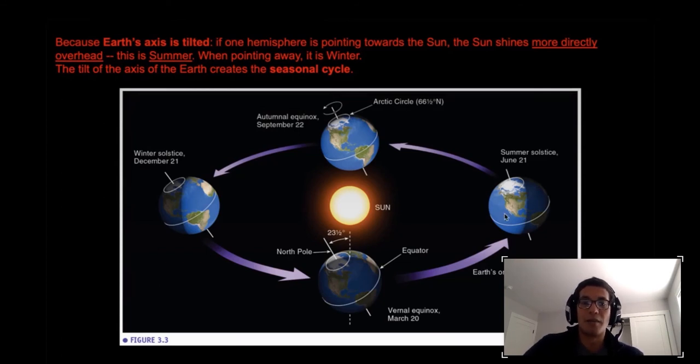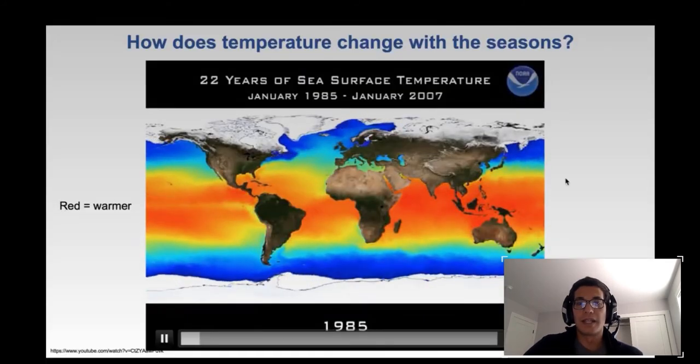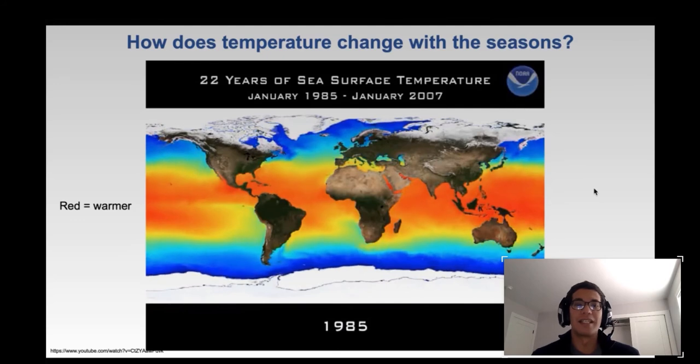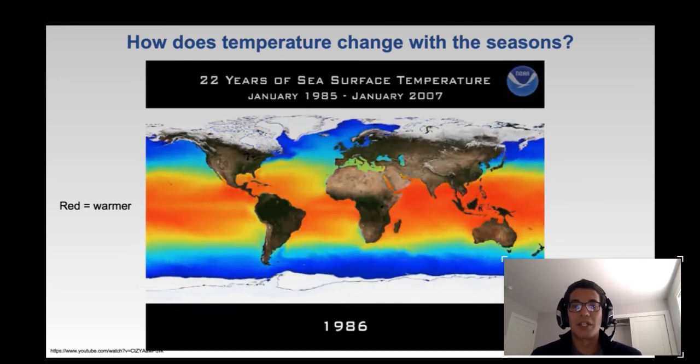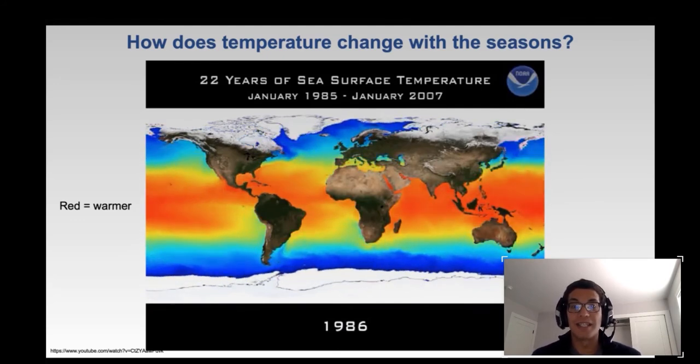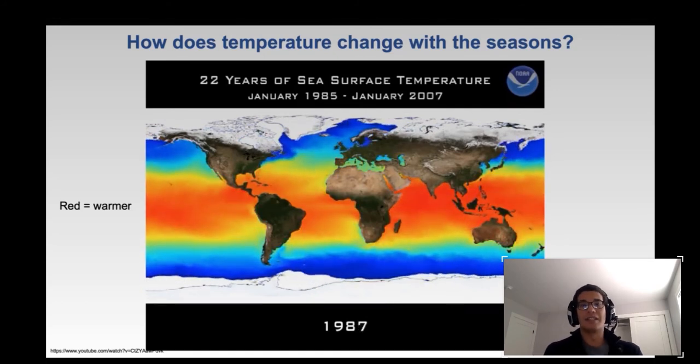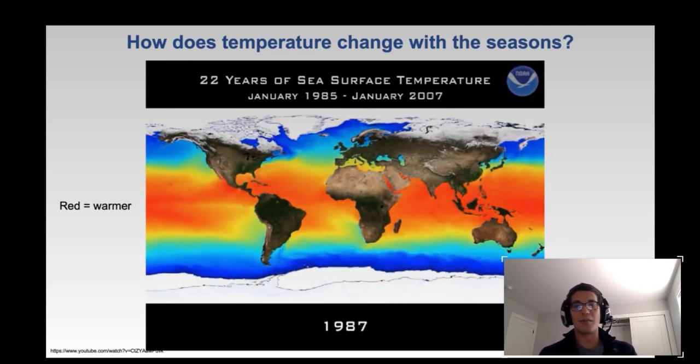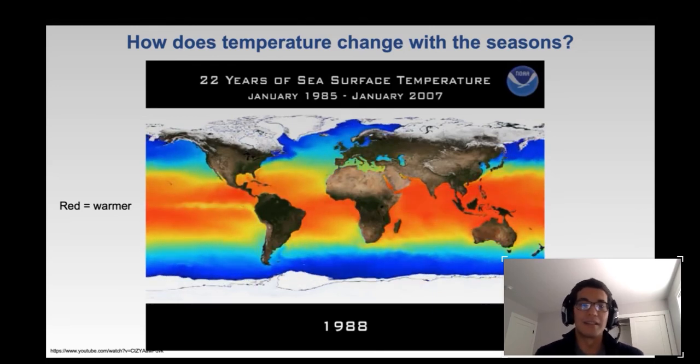And it's warmer, and then when you're pointing away, which is on the left side here, and December is winter, you're getting less sunlight. So the tilt of the axis of the Earth creates this seasonal cycle of summer, fall, winter, spring. So what does that look like? We can actually look using data at how temperature changes with the seasons. So you know this intuitively. You know when it's summertime, it's warmer, and when it's winter, it's cold, and in between, it's something in between.